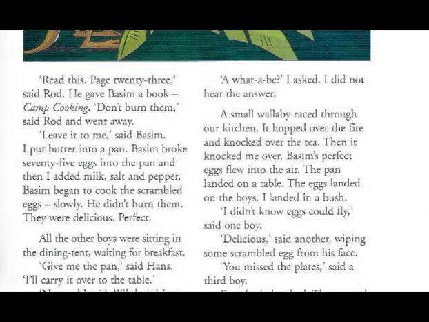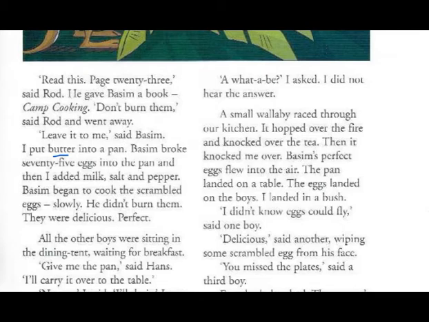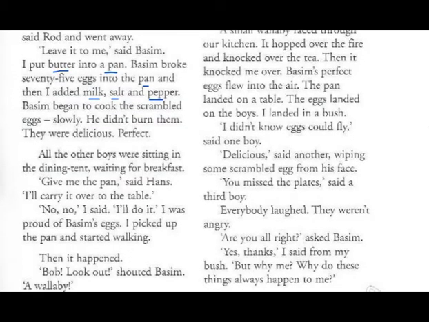I put butter into a pan. Okay. Basim broke 25 eggs into the pan. And then I added milk, salt, and pepper. Pepper means filfil. Salt is milh. Milk is haleeb, you know it. Basim began to cook the scrambled eggs slowly. He didn't burn them. They were delicious. Perfect.